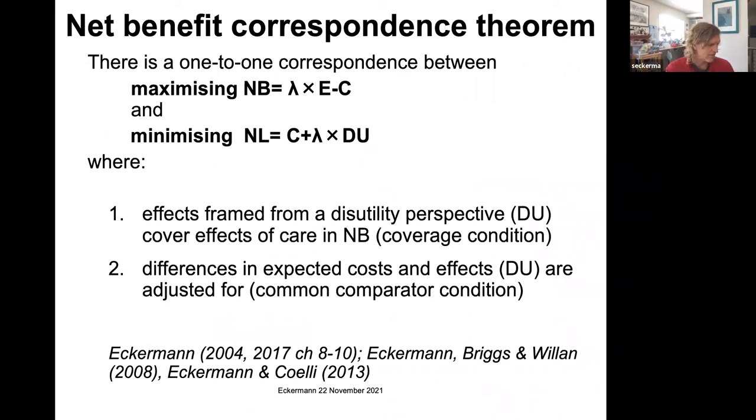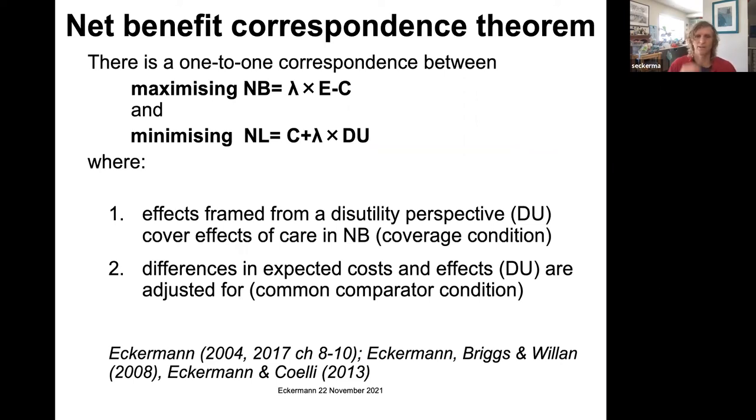To do some analysis which enables you to do that, I developed the net benefit correspondence theorem. It shows there's a one-to-one correspondence between maximizing net benefit and minimizing net loss. Net loss here is also sometimes called quality inclusive cost. It's basically the value of effects framed from a disutility bearing perspective plus costs.